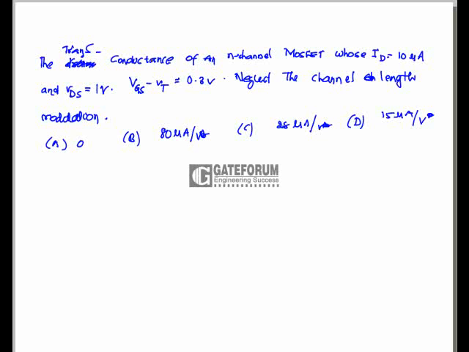Conductance of an n-channel MOSFET whose ID is equal to 10 microamps and VDS equals 1 volt. VGS minus VT equals 0.3 volts. Neglect the channel length modulation. Here we have to find out the drain conductance, which is dou ID by dou VDS. Because ID is independent of VDS, it is going to be 0. That is option A is correct.